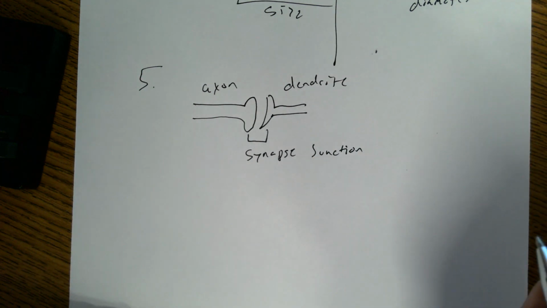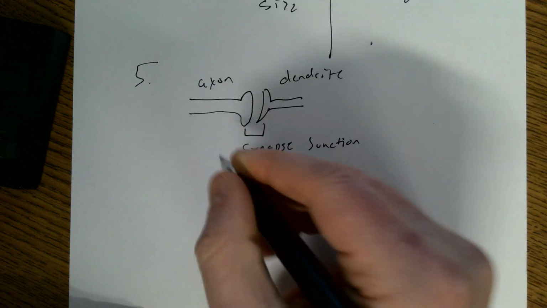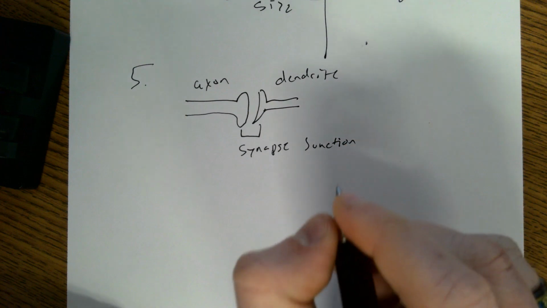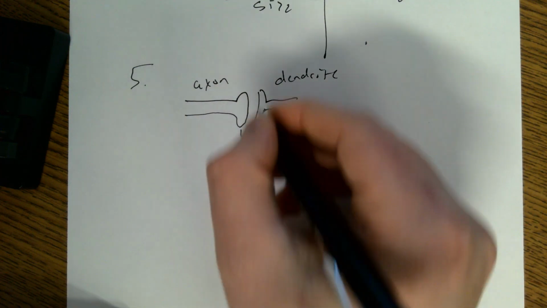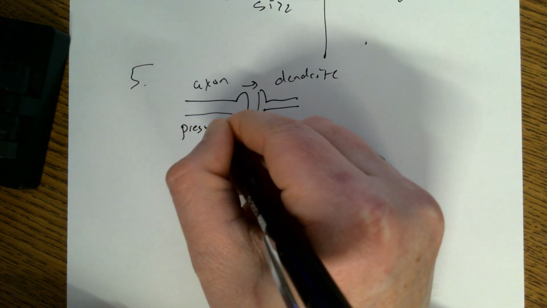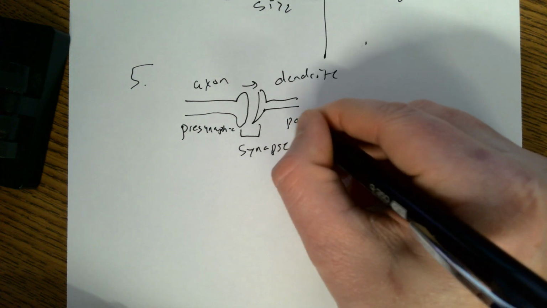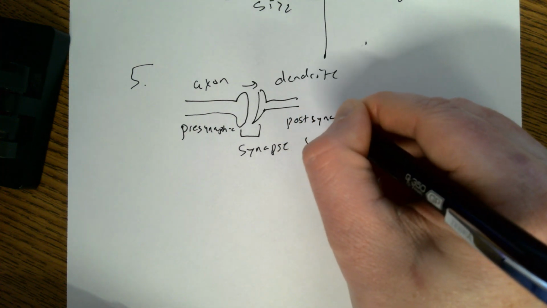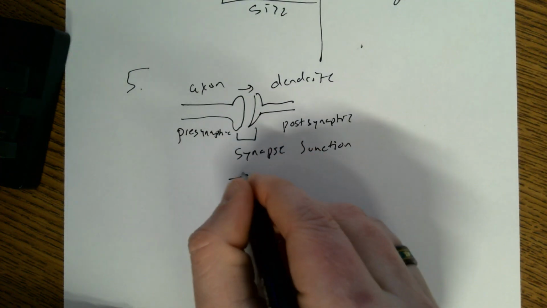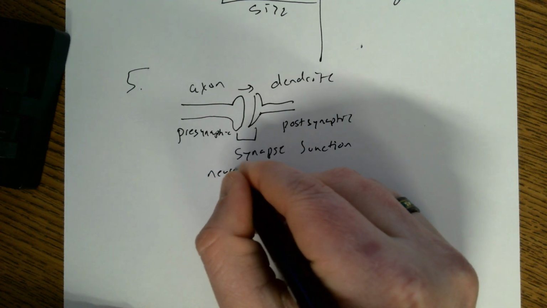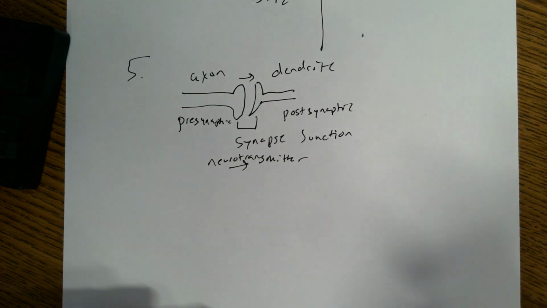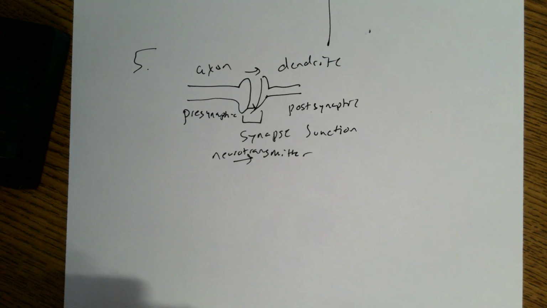Now this is a junction between the two cells. There is a gap between them. They don't actually touch. In most synapses, the signal will pass from one to the other. We call them the presynaptic and the postsynaptic. Then you send a neurotransmitter across the gap, and the neurotransmitter will go from one to the other.